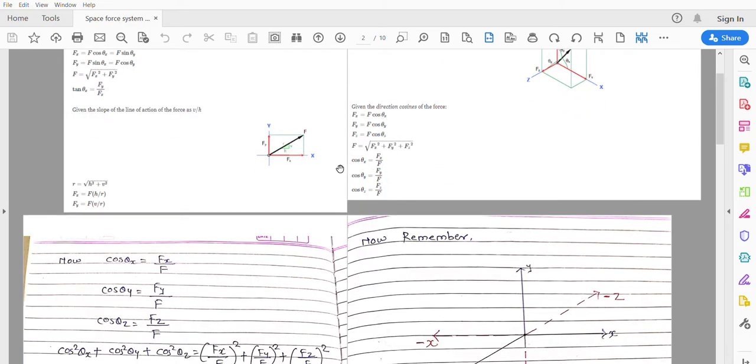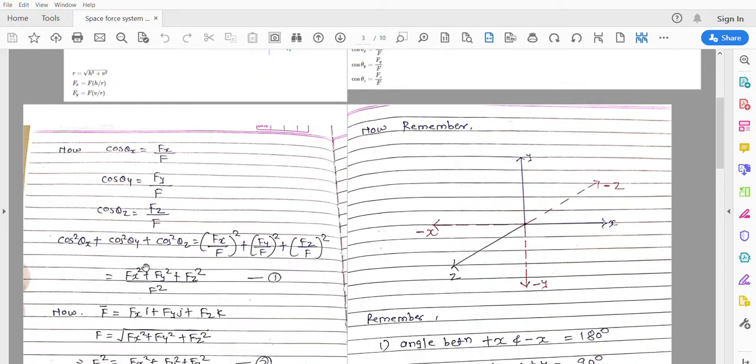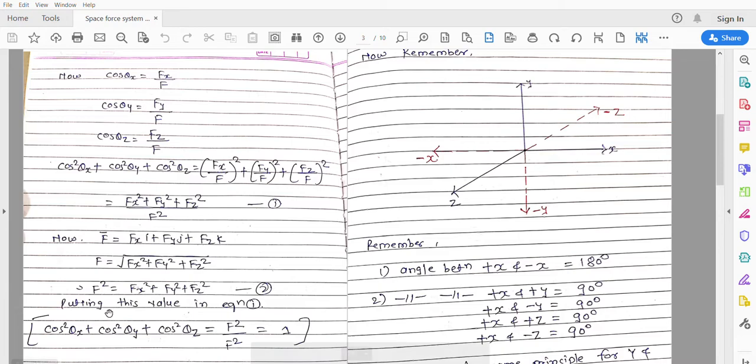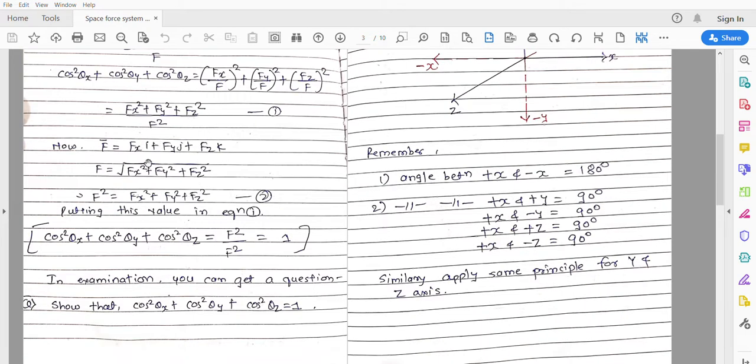So from this equation, cos theta x equals Fx by F, cos theta y equals Fy by F, and so on. So you can show cos² theta x plus cos² theta y plus cos² theta z is equal to 1 by squaring these three equations and then adding them. We know F is equal to the square root of Fx² plus Fy² plus Fz². Square it, put it here, and we get cos² theta x plus cos² theta y plus cos² theta z is equal to 1.